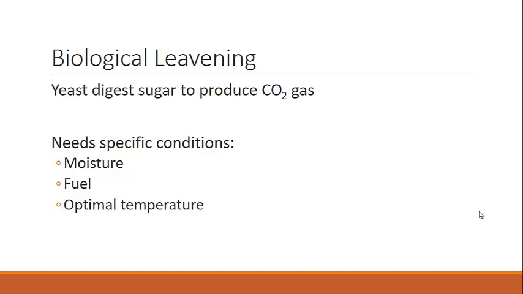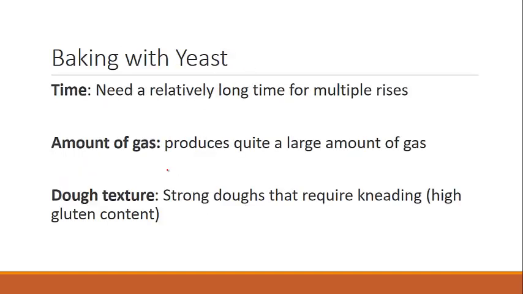You also need some sort of fuel. The most common fuel that you'll see in recipes that use yeast is just table sugar or sucrose. You can use things like honey or maple syrup as well. And then you need an optimal temperature. In the next lesson, we're going to be exploring what that optimal temperature is for yeast to grow. We're also going to be looking at what happens when you vary how much of that sugar you provide to the yeast.